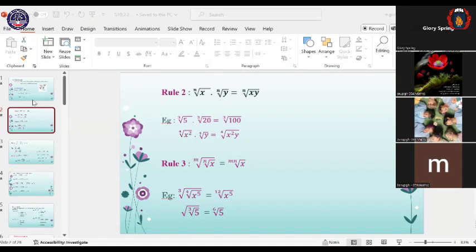Now, the mth root of the nth root of x equals the mnth root of x. For example, the square root of the fourth root of x to the power 5 equals the 2 into 4 root, the 8th root of x to the power 5. Similarly, the square root of the cube root of 5 equals the 2 into 3, the 6th root of 5.